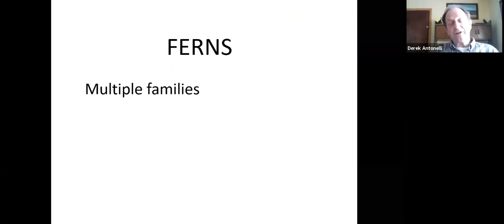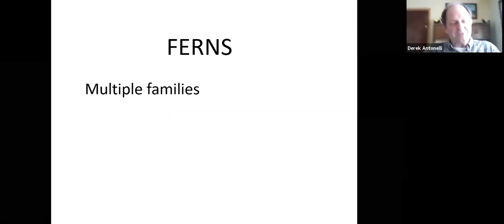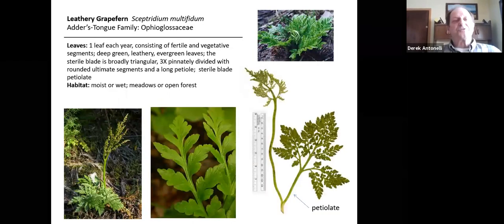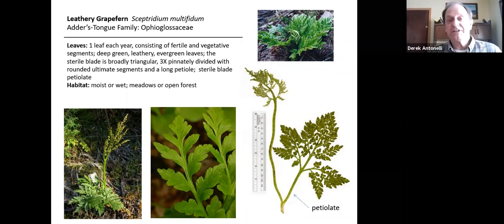The ferns are in a vast number of different families, and it used to be there were only a few families, and now the families keep getting subdivided into new families, and now there's all kinds of families, and they're really pretty hard to keep track of. But there's lots of varieties in the ferns. So the first family we'll be looking at is the adder's tongue family.